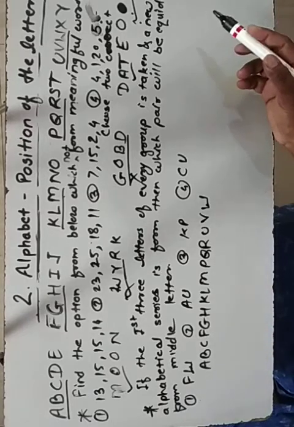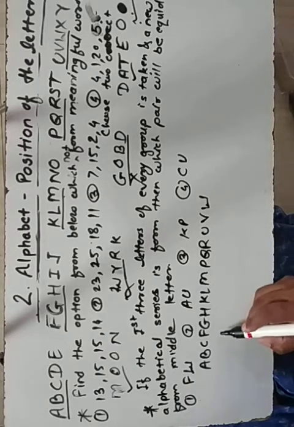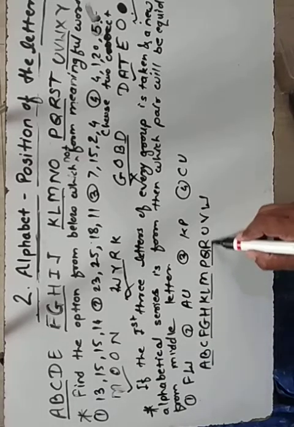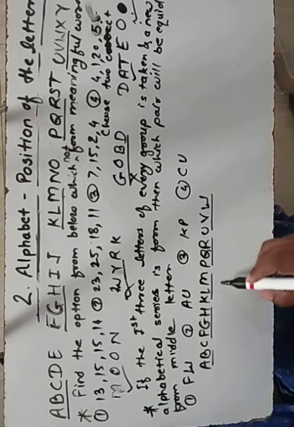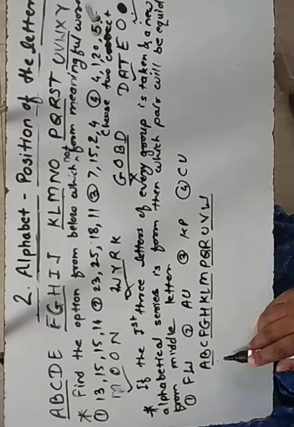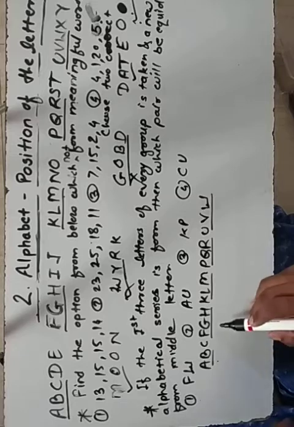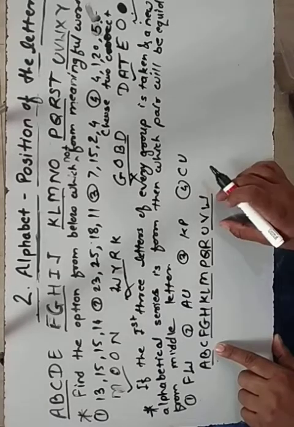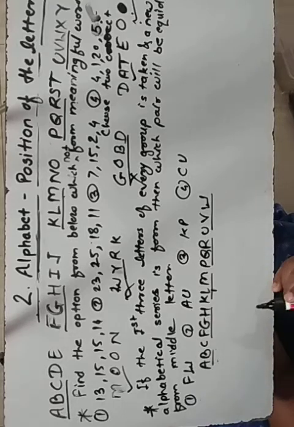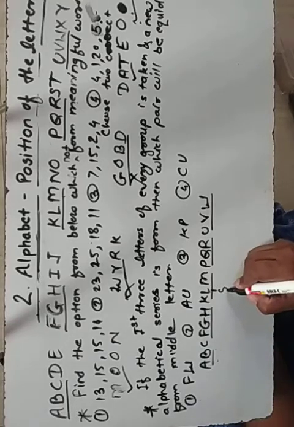Now what we have to find out, from the middle letter, how many letters are there: 3, 6, 9, 12, and this is 15. 15 means the 7th will be the middle letter. So here it is. 7th is the middle. So here A, B, C, this group leave, here it is L. L is the 8th letter, it is the middle letter.